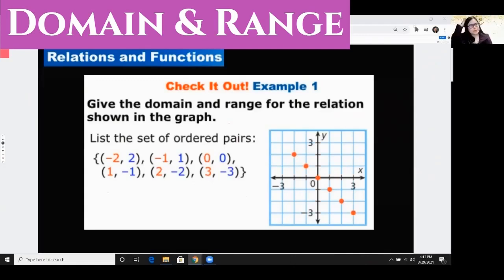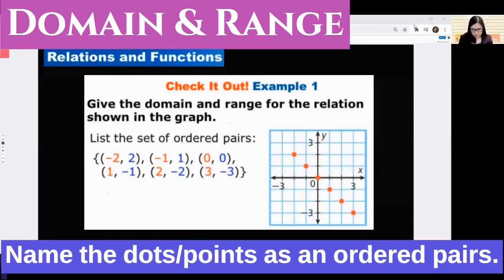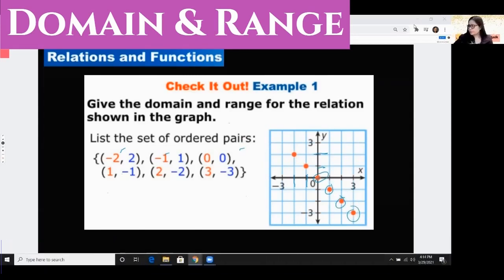So we have a given example in here. Give the domain and the range for the relation shown in the graph. So we have a given graph. First up, we will identify the given dots as ordered pairs. The first dot is at -2, +2, check. And then we have also -1, +1, the origin, which is 0, 0. And then we have +1, -1, 2, -2, and 3, -3. So from the graphs, we rewrote them into ordered pairs.